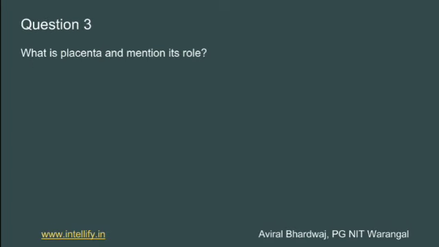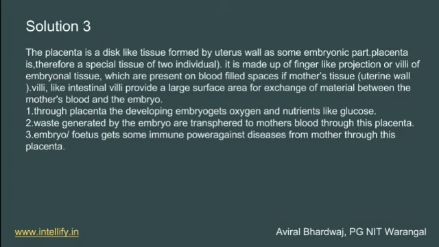Next: what is the placenta and mention its role? Basically the placenta is a disc-like tissue formed by the uterus wall and embryonic parts. It is a special tissue shared by the two individuals. It is made of finger-like projections, or villi, of the embryonic tissue, which are present in blood-filled spaces of the mother's tissue. Like intestinal villi, they provide a large surface area for exchange of material between the mother's blood and the embryo. So there are a lot of functions.